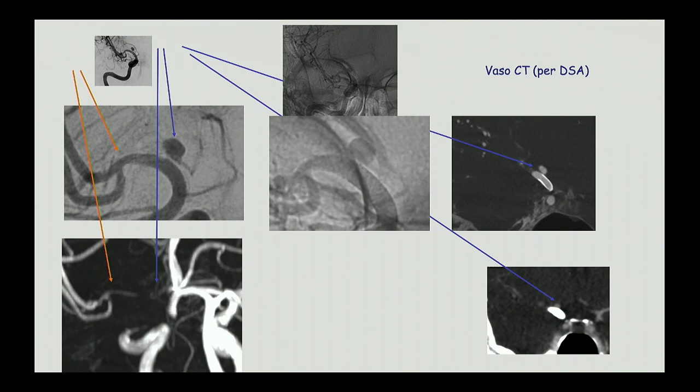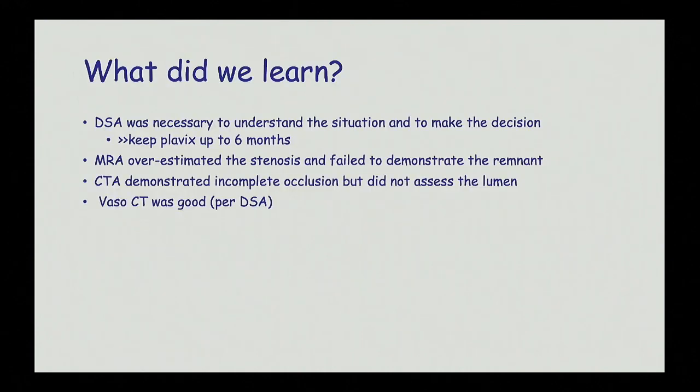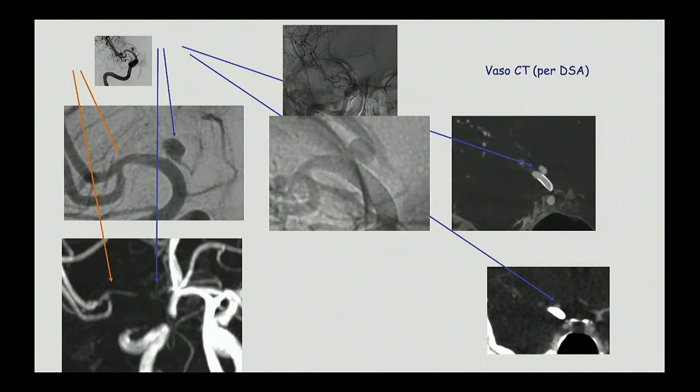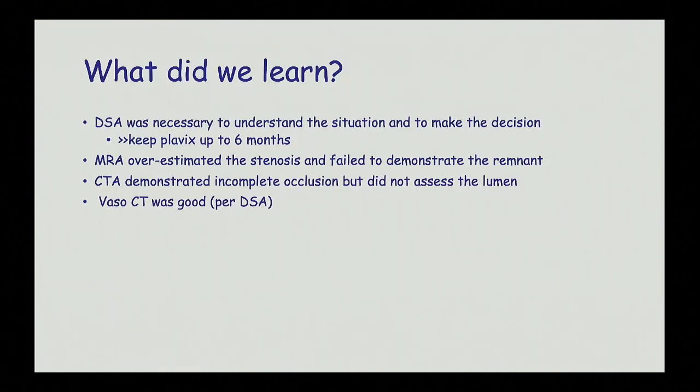And so we kept the patient under antiplatelet therapy for longer than usual. So this DSA was necessary. We keep the patient under Plavix, so keep the Plavix more than usual. We can say that MR overestimated the stenosis and failed to demonstrate the remnant. And CTA was not very good, but Vaso-CT was very nice to understand what was going on.